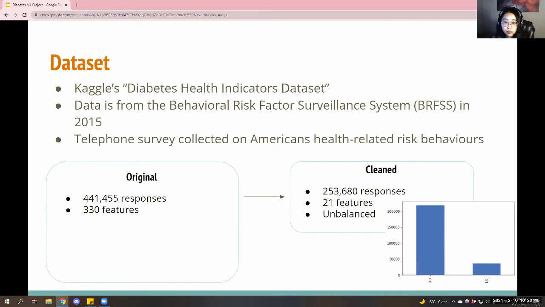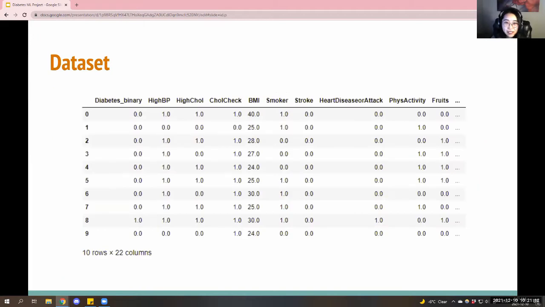The dataset was obtained from the Behavioral Risk Factor Surveillance System, which is a yearly telephone survey that collects data on Americans' health-related risk behaviors. The original dataset had approximately 440,000 responses with 330 features, and this dataset extracted about 250,000 responses and kept only the features that are relevant to diabetes, bringing it down to 21 features. It is also important to note that this data set is unbalanced, meaning that there are more non-diabetic participants than diabetic. I felt a little guilty choosing this data set because the data set values were also cleaned.